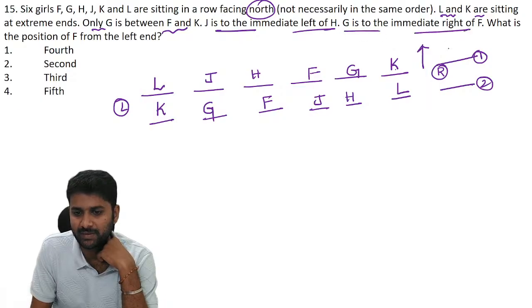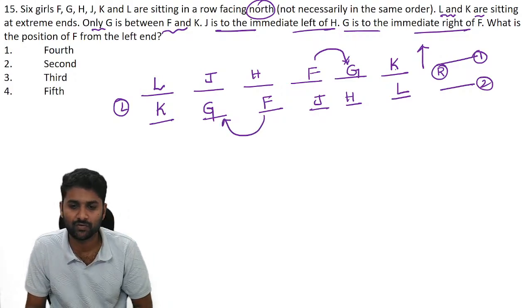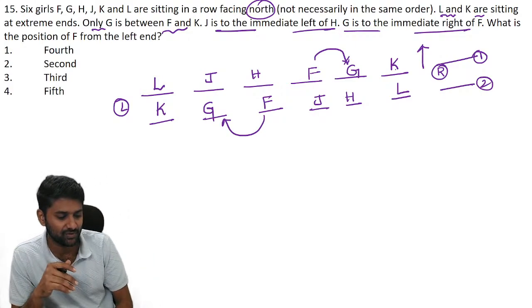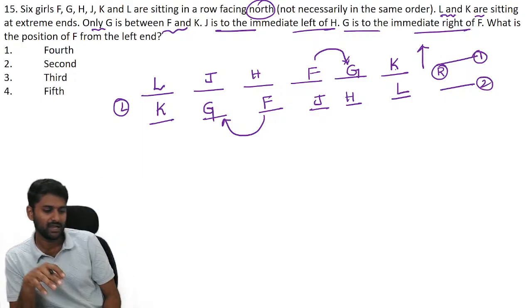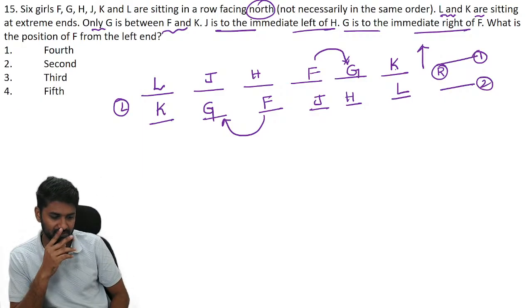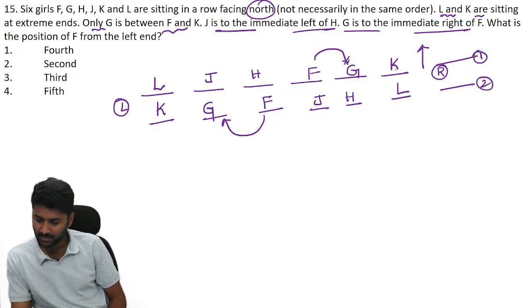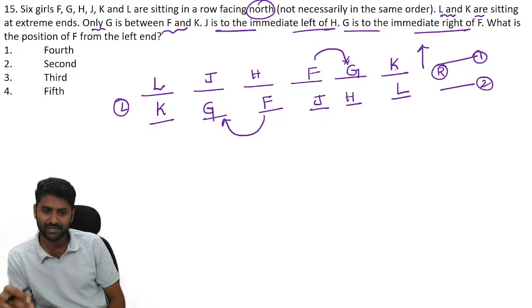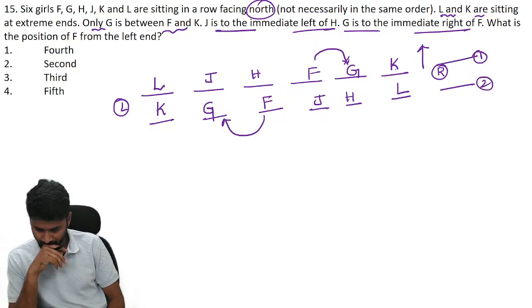Now G is the immediate right of F. Now you guys tell me which one is eliminated. Is it 1 or 2? We have two possibilities in this information. Which one can we eliminate? Can anyone tell me in the comments? Which one is eliminated out of these two possibilities?